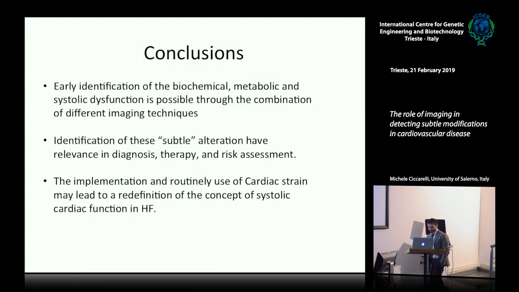So, in conclusion, early identification of biochemical, metabolic, and systolic dysfunction is possible through the combination of different imaging techniques. The identification of this subtle alteration can have relevance in diagnosis, therapy, and also for the risk assessment of patients. And probably the implementation and routine use of, for example, the cardiac strain may lead to a redefinition of the concept of systolic cardiac function in heart failure. Meaning that the use of the ejection fraction, as we generally do through the Simpson or the Teichholz method, is probably only the last phase when we try to address our risk assessment, our prognosis, or to decide our therapy. Other techniques can be employed to better address it and improve the prognosis of our patients.